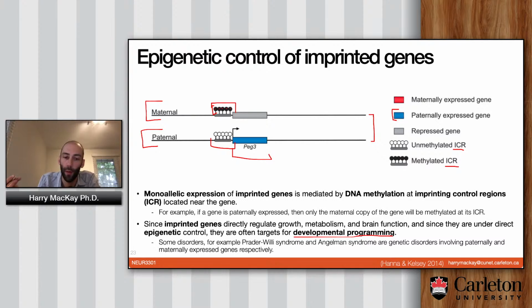So some disorders, by the way, like Prader-Willi syndrome and Angelman syndrome, are genetic disorders that involve imprinted genes. So Prader-Willi involves a paternally expressed gene, and Angelman involves a maternally expressed gene. So we don't need to really remember that too much, but it's an important point to say that for a very small subset of genes, you express them monoallelically, either expressing just your mom's copy or just your dad's copy.